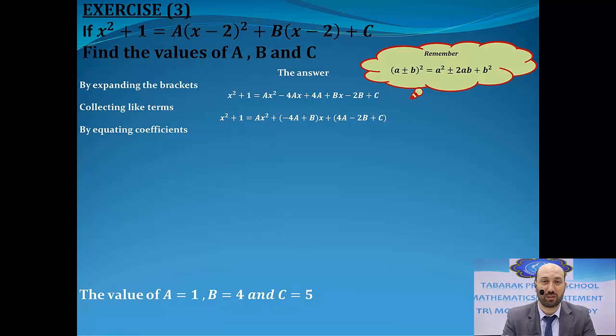And c as it is. Now we are going to collect the like terms. For x squared, we don't have any like terms. And for x here, we will have it minus 4a plus b times x. And for the constants, here we will have 4a minus 2b plus c.